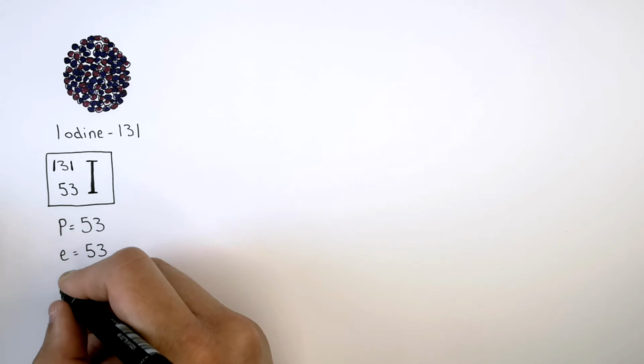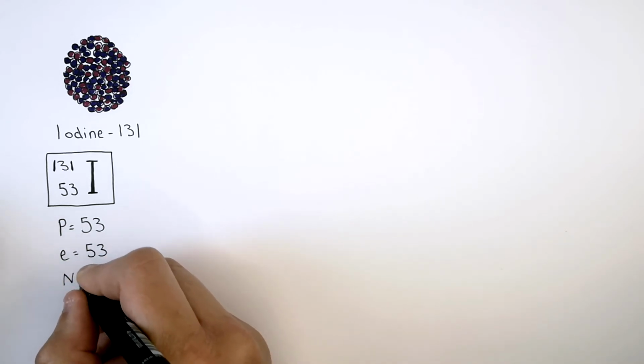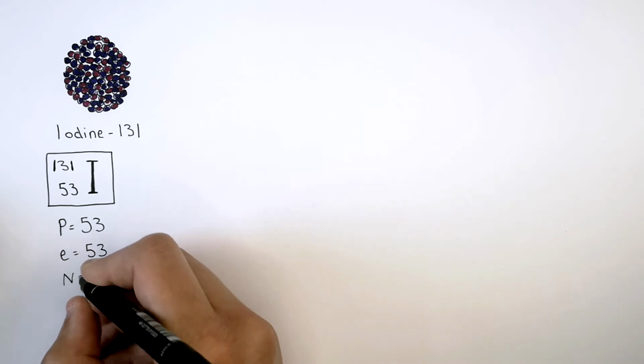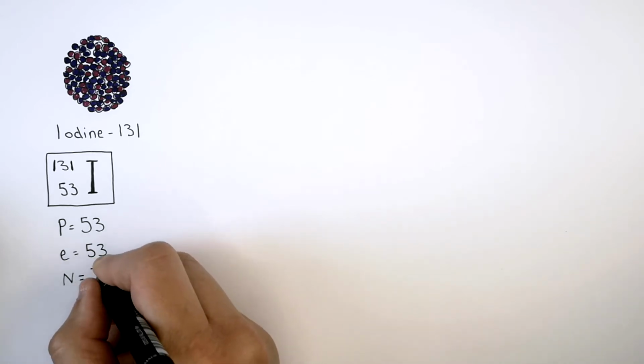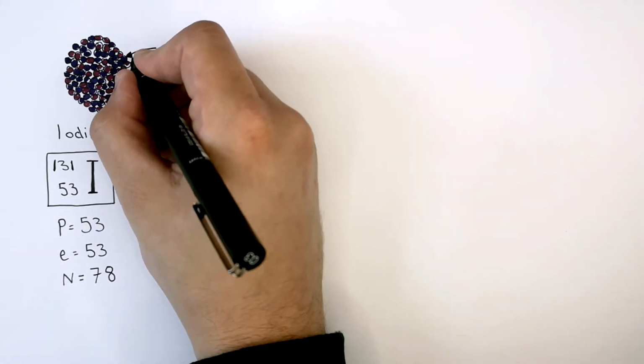The number of neutrons is the relative atomic mass minus the atomic number. So you're going to do 131 minus 53. That will give you the number of neutrons as 78. We're now going to look at beta decay.